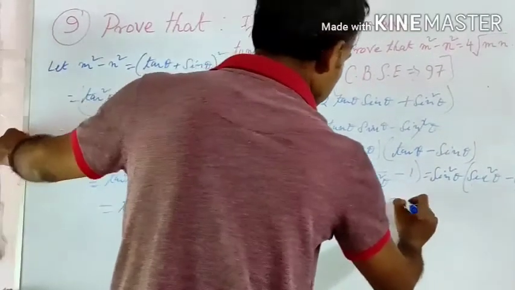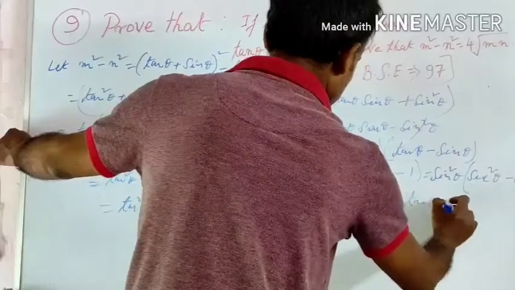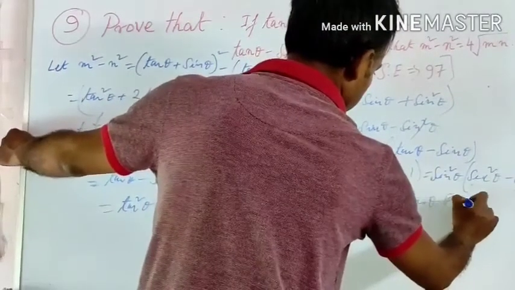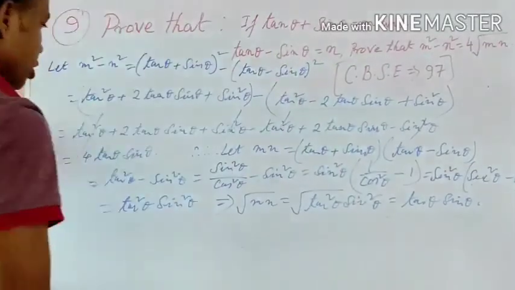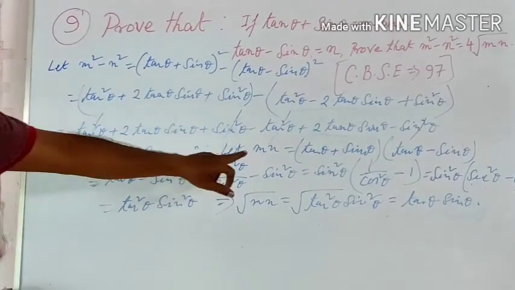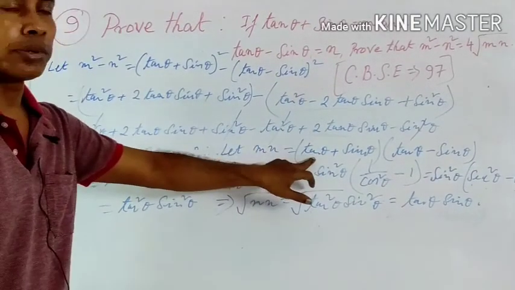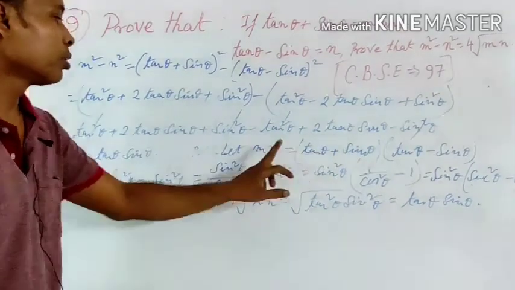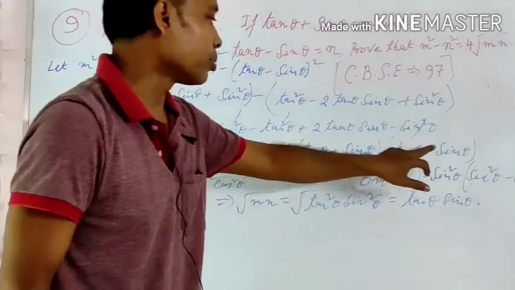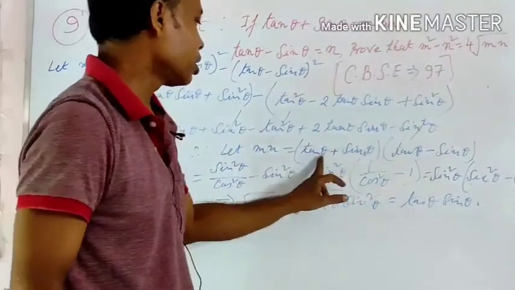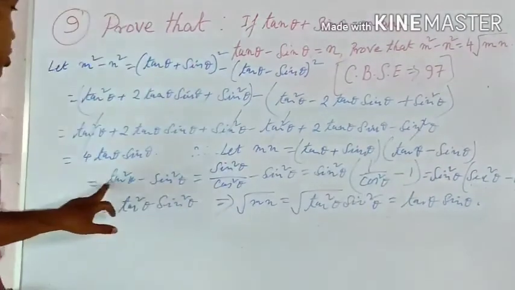Is equal to tan theta sin theta. Here mn is equal to, put the value of m is equal to tan theta plus sin theta, put the value of n is equal to tan theta minus sin theta. (a plus b)(a minus b) is equal to a square minus b square.